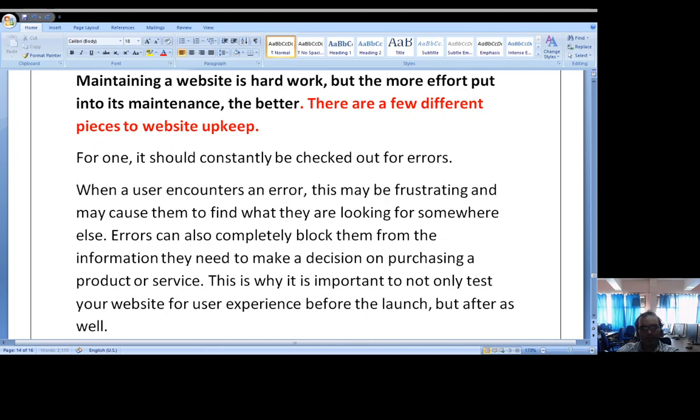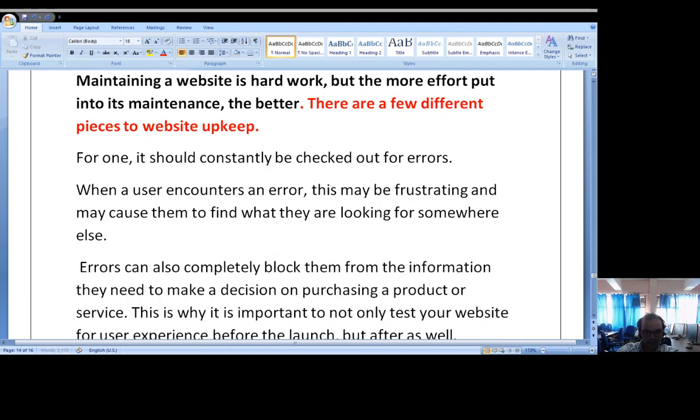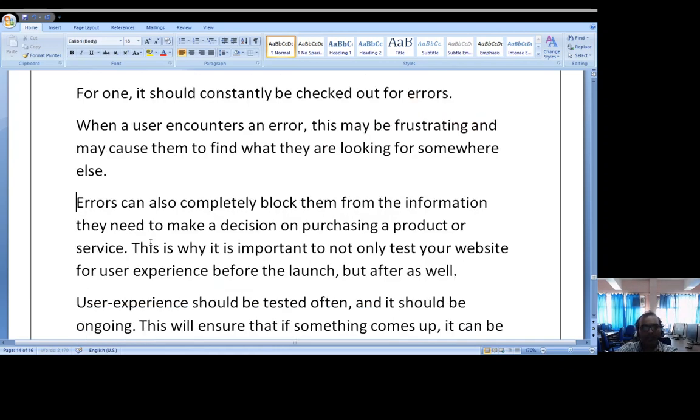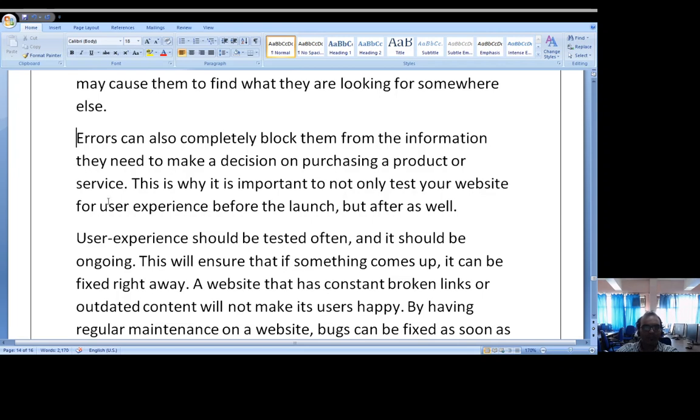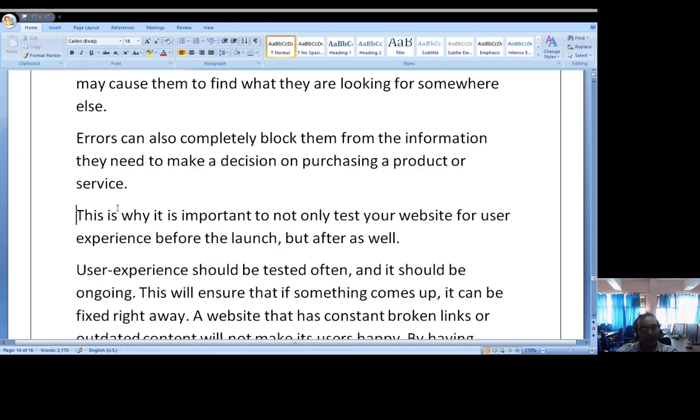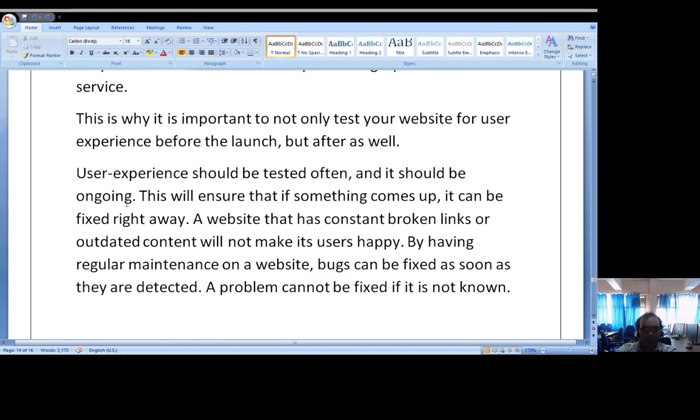Second, when a user encounters an error, this must be frustrating and may cause them to find what they are looking for somewhere else. Errors can also completely block them from the information they need to make a decision or purchase a product or service. This is why it is important to test your website for user experience not only before the launch, but also after as well.